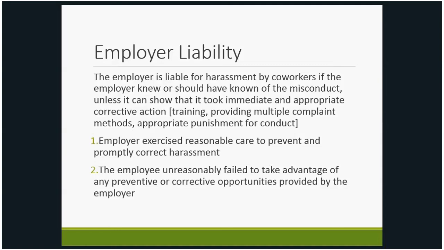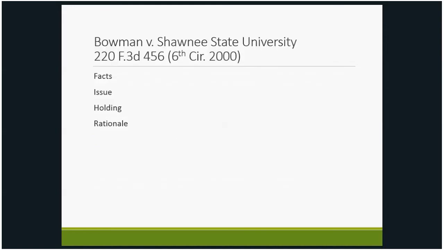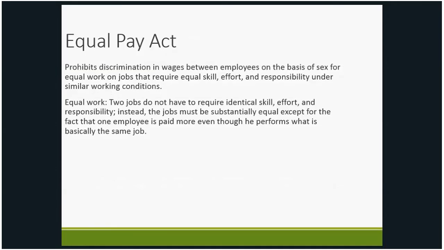And then for the employer not to have liability attached to them, they need to prove that the employee unreasonably failed to take advantage of any preventive or corrective opportunities provided by the employer. So the default here is that the employer must have programs in place to prevent and to punish this type of behavior. And we'll look at Bowman versus Shawnee State University. Interesting here because the gender issue of sexual harassment is switched between the male and female.